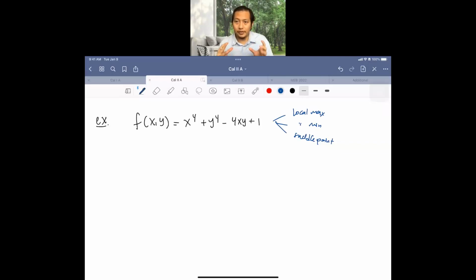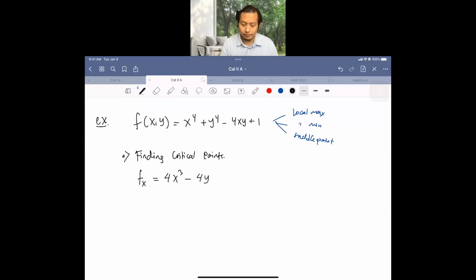First of all, whenever you are given a function, the first thing you can do is find the critical points. So let me write the procedure. How do we find the critical points? We use the first partial derivatives. Partial x will be equal to 4x cubed minus 4y, and partial y will be 4y cubed minus 4x. Now we set these equal to 0. So we have x cubed equal to y, and y cubed equal to x.